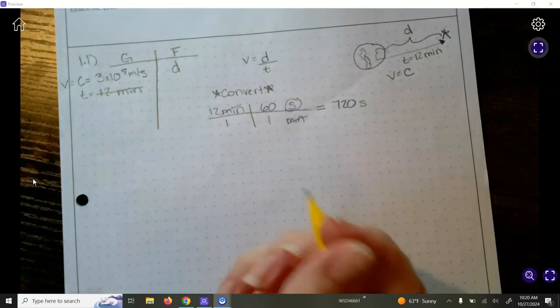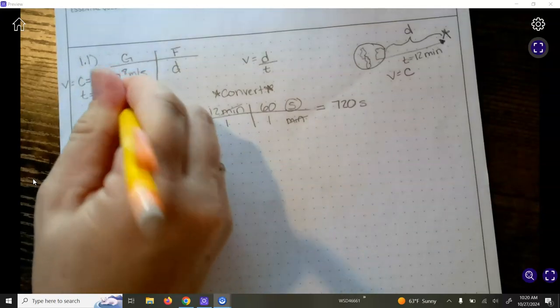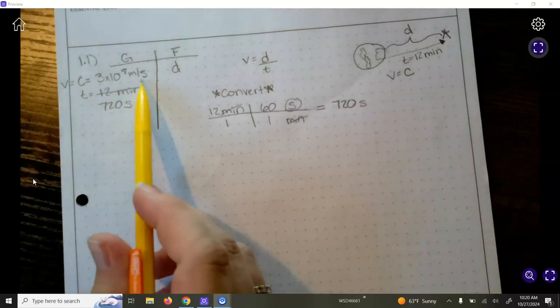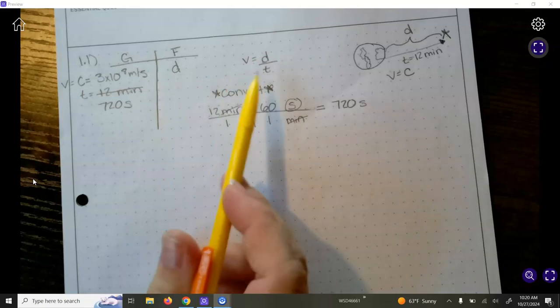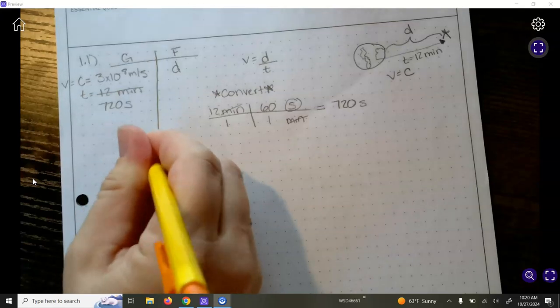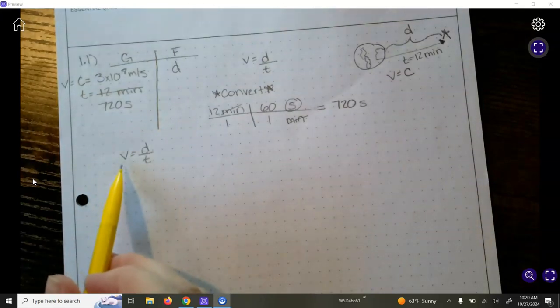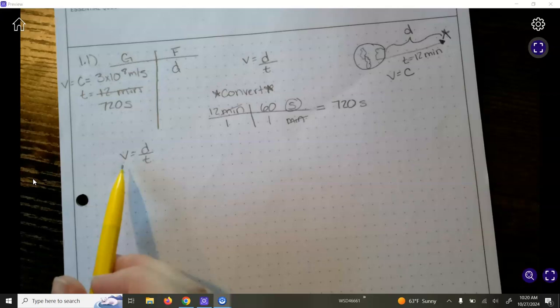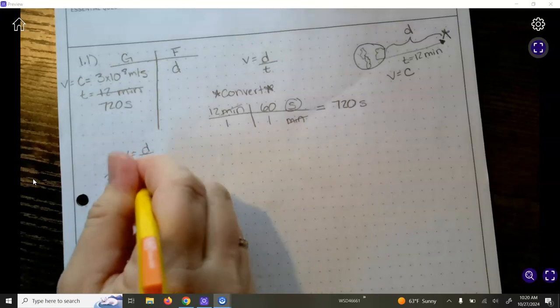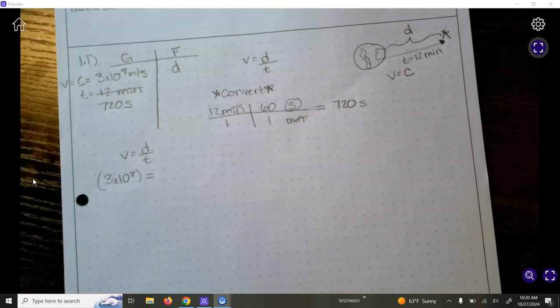Instead of 12 minutes, I'm going to use the number 720. Okay? All right, so now that we've converted our time to match the units that we need, now we can plug it into this original equation. So again, it's V equals D over T. What am I going to plug in here for V? So technically V is c, the speed of light. I'm going to write 3 times 10 to the 8th meters per second. I'm going to plug that in on the left side of the equation, and I'm going to write the equal sign right next to it. Plug it in just how you see it.